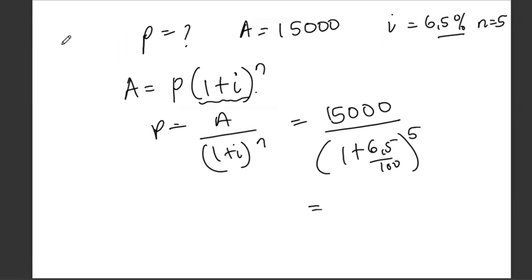So we're saying 15,000 divided by 1 plus 6.5 over 100 to the exponent of 5. Okay, so I'm getting 10,948.21. Okay, so that is how much was saved. Or that's what they started with.